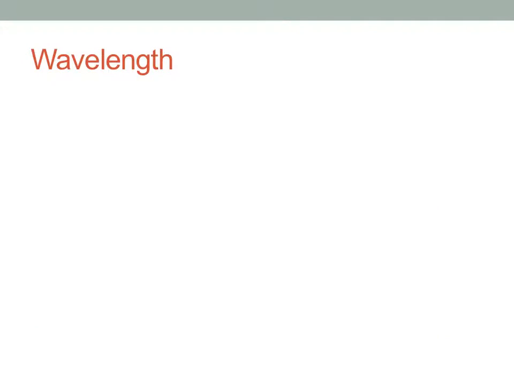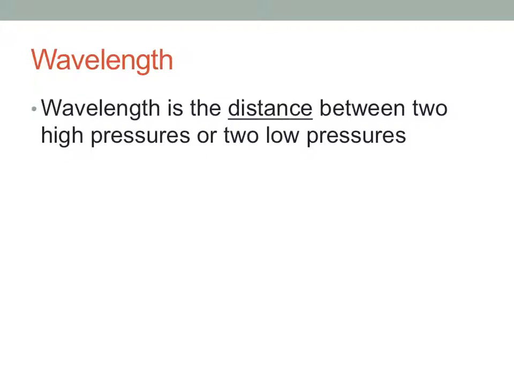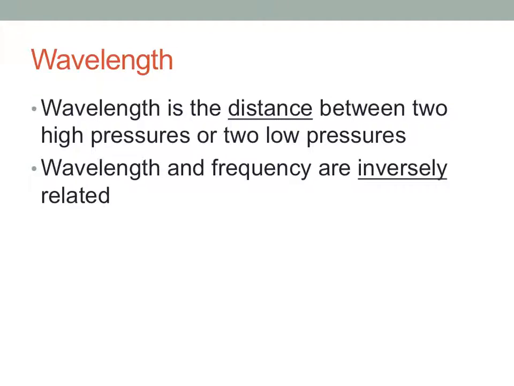And then we also looked at wavelength yesterday. So when you take a look at your pan flute, remember that the longer straw had a lower frequency, and the shorter straw had a higher frequency. And so what was happening inside that length of straw is that it was producing a wavelength, or the distance between two areas of high pressure and two areas of low pressure.